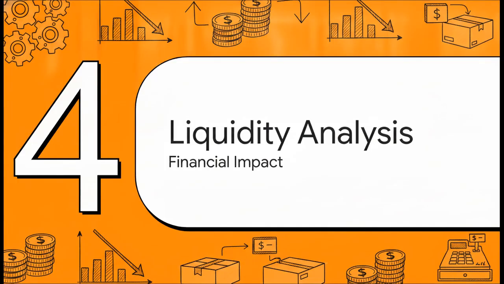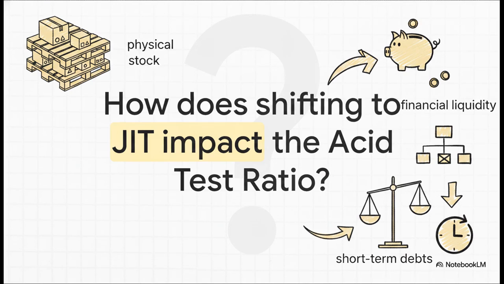Section 4. Task 2. Liquidity analysis. Time to hit pause on the explainer again. This time, I really want you to challenge yourself to build a step-by-step chain of reasoning that connects physical stock to financial liquidity. Try to connect the physical pallet sitting in a warehouse directly to a company's ability to pay its short-term debts. Go ahead and pause now.